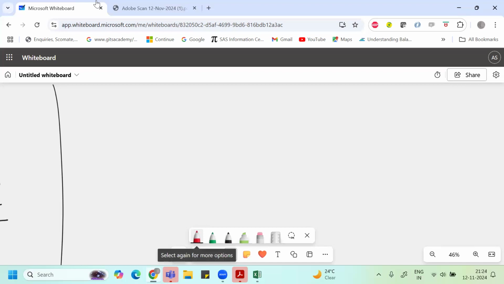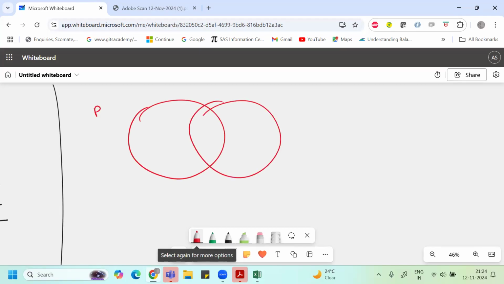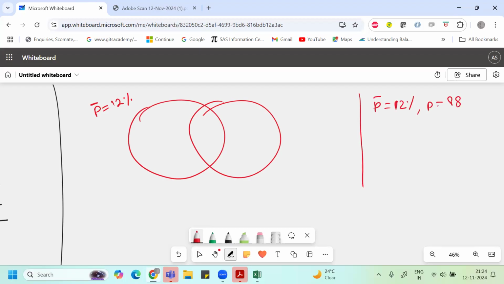So 12% of students failed in physics. So this is physics. Suppose this is failed data, okay? P dash means failed and P means passed. So P dash is failed. So 12% is failed. So how many are passed? 88%. I hope you are getting it.